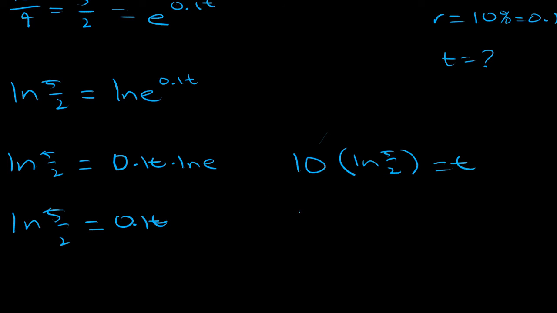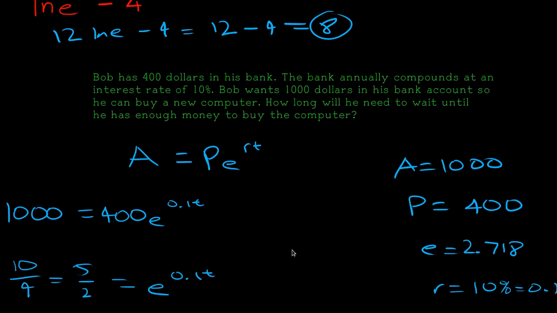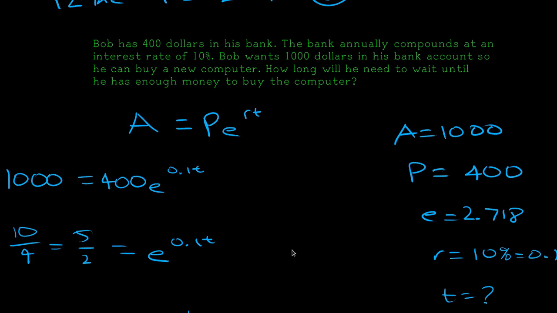Now we can see t is equal to approximately 8, meaning Bob will have to wait 8 years until he can get his computer, which is kind of sad.